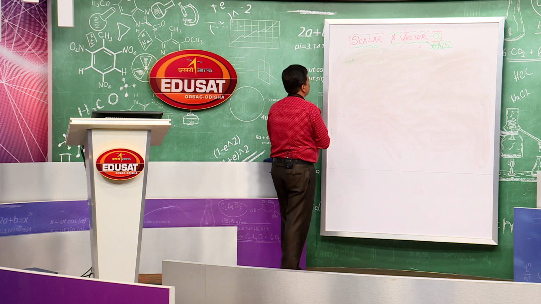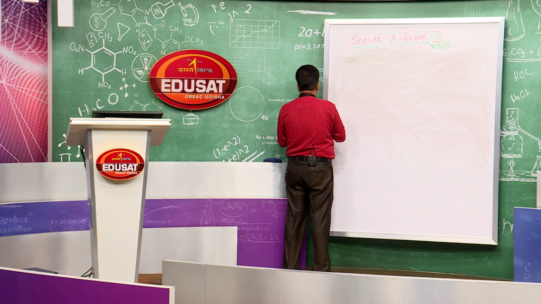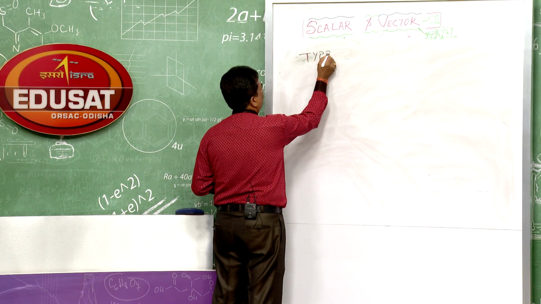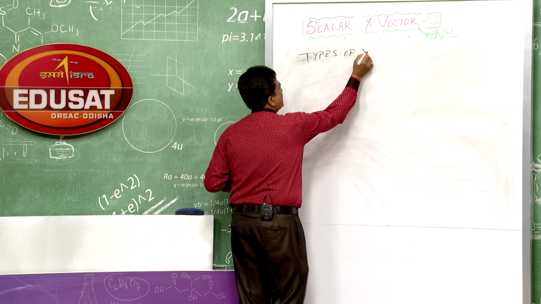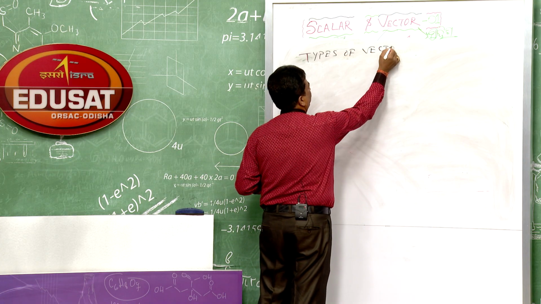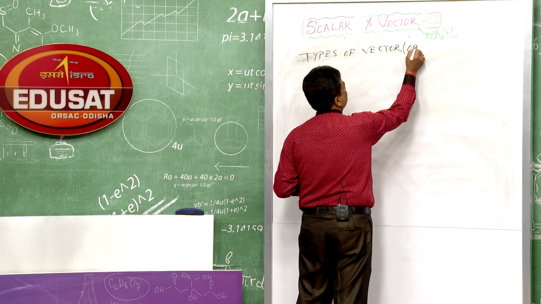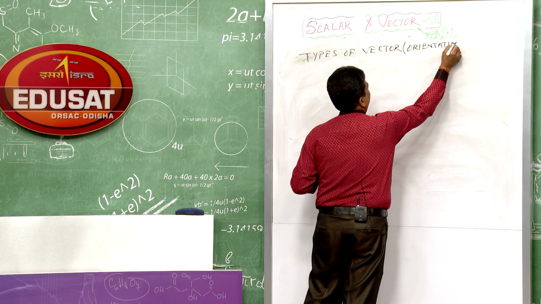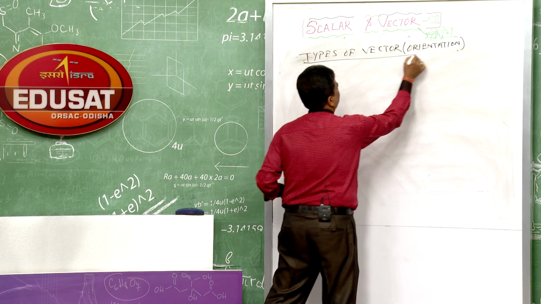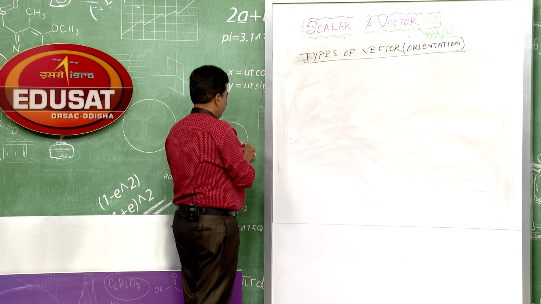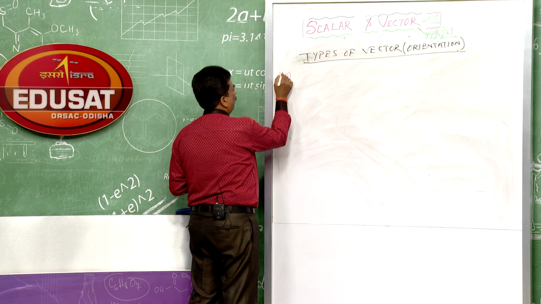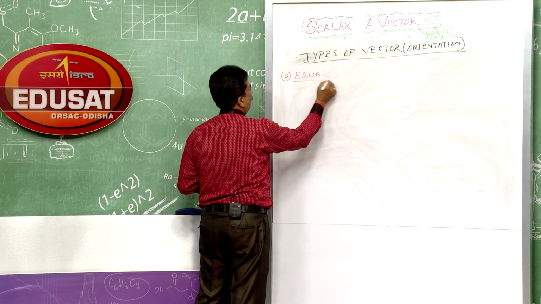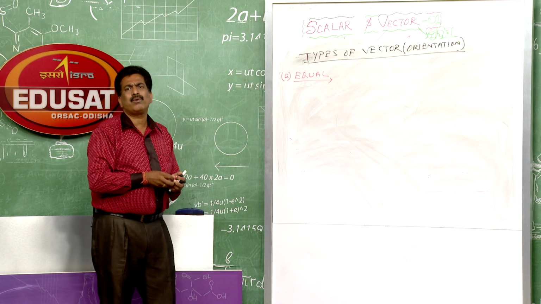Now we will discuss the classification or types of vector in form of the orientation. So, types of the vector, the very first one is the equal vector.